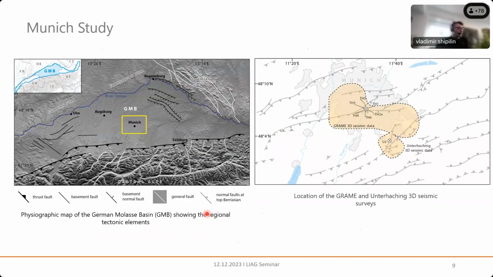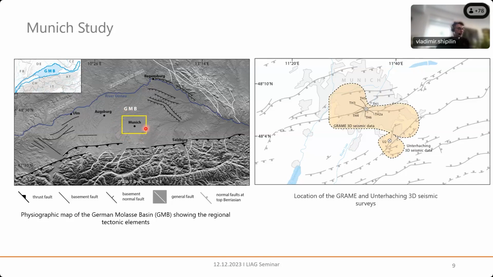And with this model of temporal evolution of the faults and hypothesis on how mechanical layering and pre-existing faults influence the faulting geometry, I moved further northward geographically to the area of Munich, and I wanted to see how this model of temporal evolution and hypothesis on how mechanical stratigraphy and pre-existing faulting influence the fault geometry correspond to the fault geometries that we observe in this region.